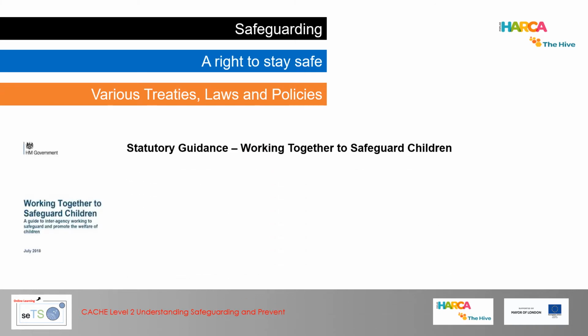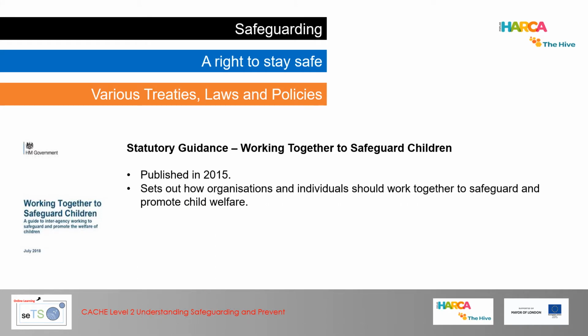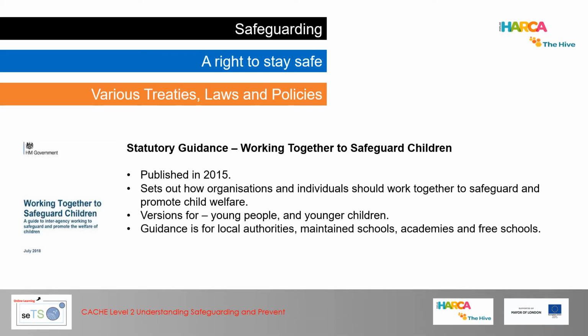Statutory guidance, Working Together to Safeguard Children, was published in 2015, and it sets out how organisations and individuals should work together to safeguard and promote child welfare. There are versions for young people and younger children, and the guidance is for local authorities, maintained schools, academies and free schools.